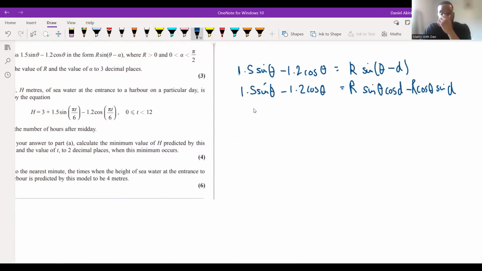All you're doing now is equating coefficients. Remember, we've got a sin theta here and a sin theta here, so the coefficient is 1.5. If this is the exact same thing, this must be equal to that. So we're going to say that r cos alpha is equal to 1.5. And then we're going to do the exact same thing here.